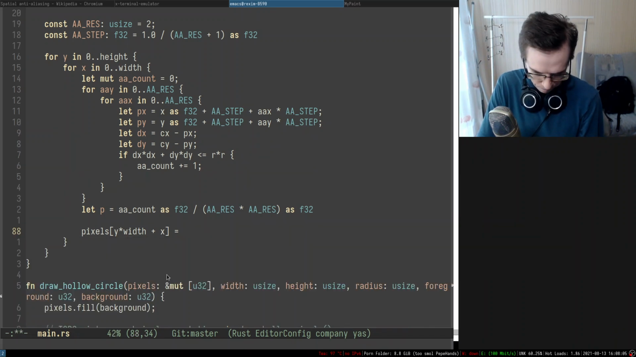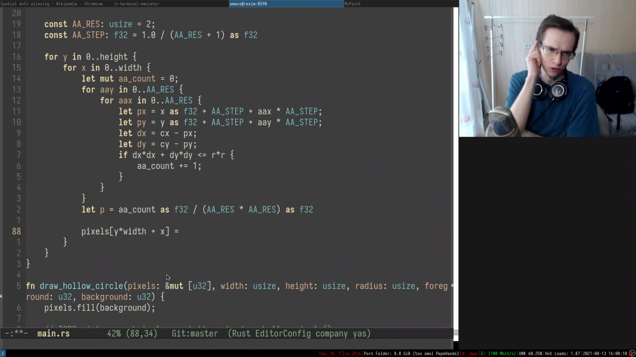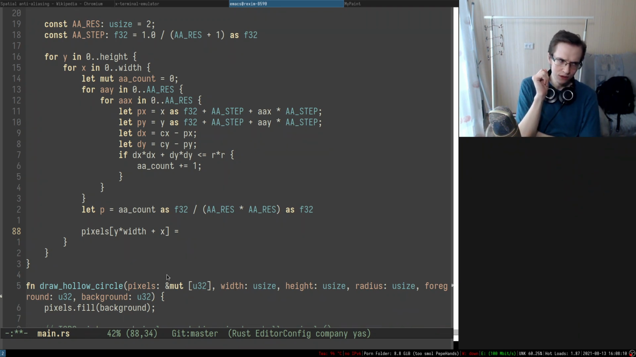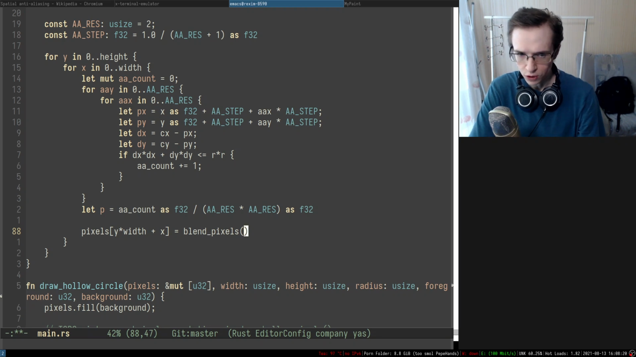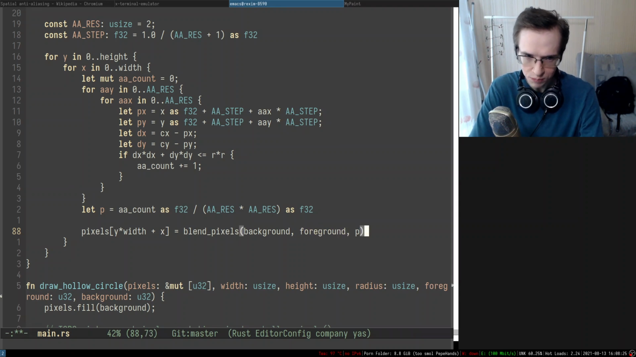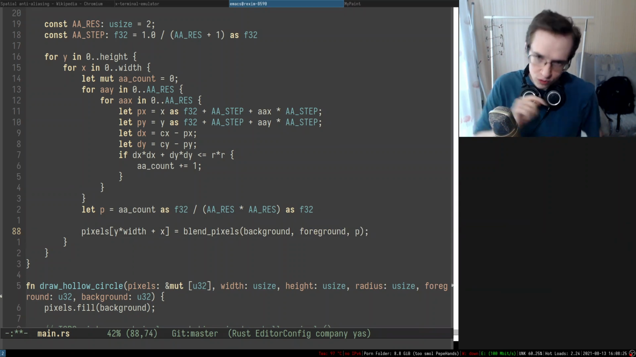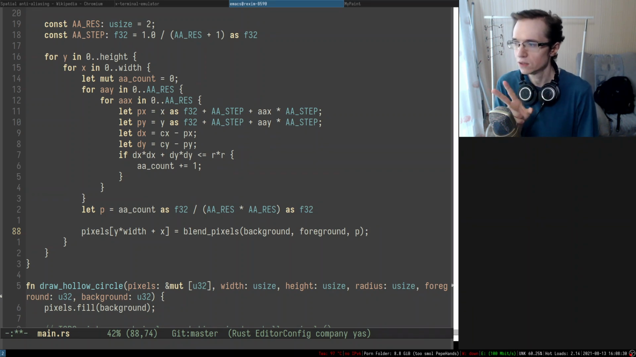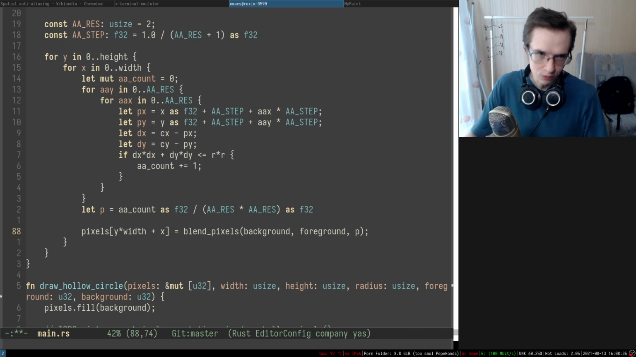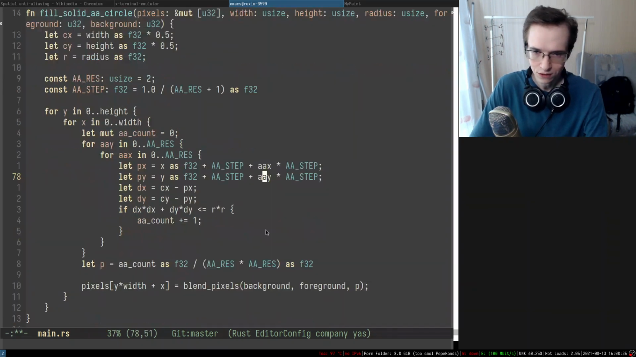Right, so this one is interesting. The percentage is how far you need to blend into foreground. So let's actually do something like blend pixels. This is a non-existing function yet, so we're about to implement it. And we're blending from background to foreground with this specific percentage. So we'll need a function that accepts two colors and the percentage, and will blend these two colors together. Let's go ahead and implement that thing.